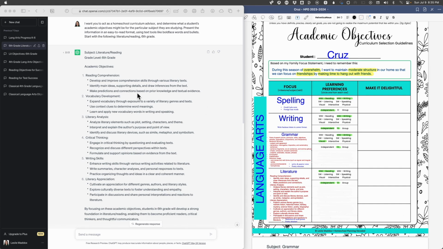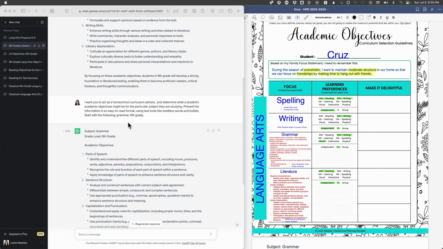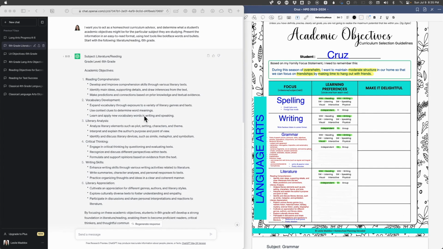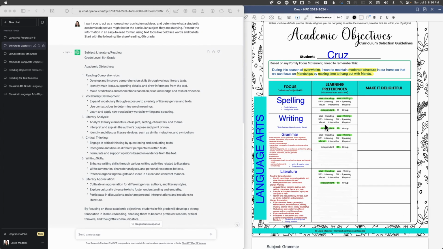And then in ChatGPT, instead of asking for language arts objectives, I asked for first literature and reading objectives in order to fill in this area down here. And then I asked for grammar objectives. As with my 4th grader, I did that because I already know what I'm using for spelling and writing for my 6th grader next year. So that's already taken care of.